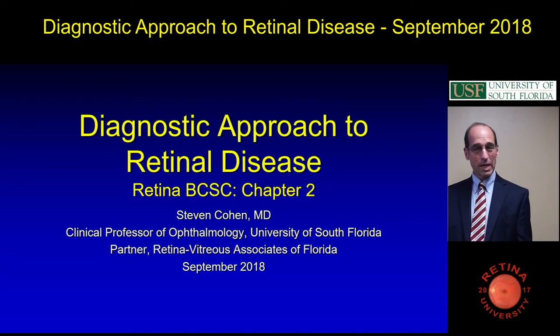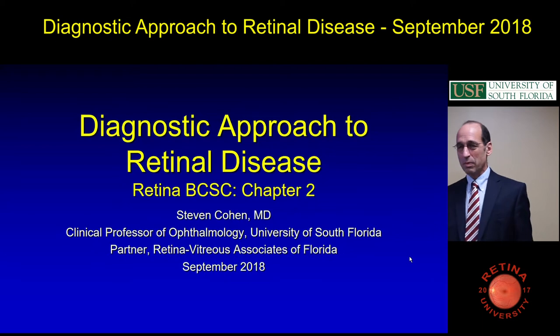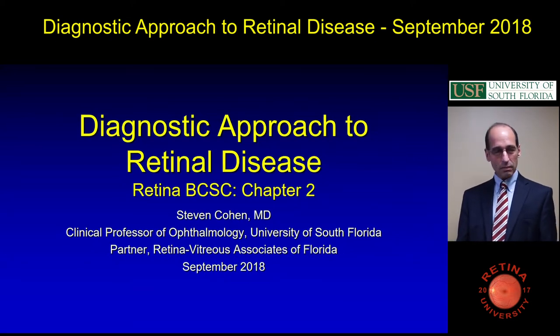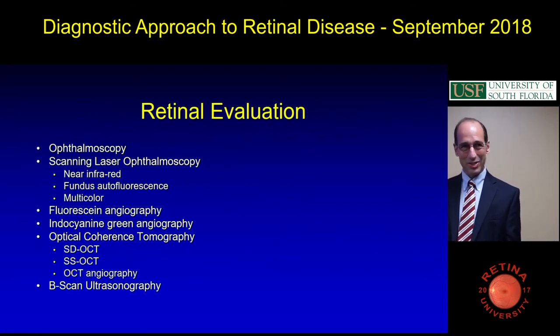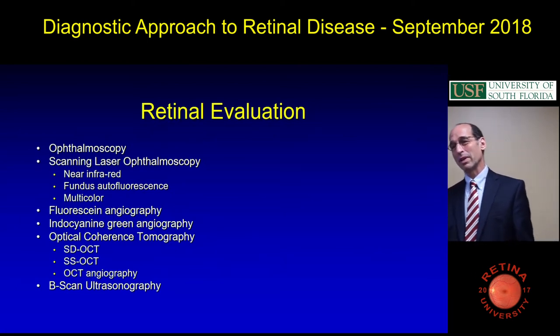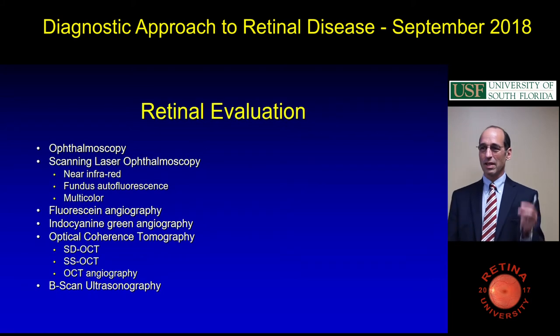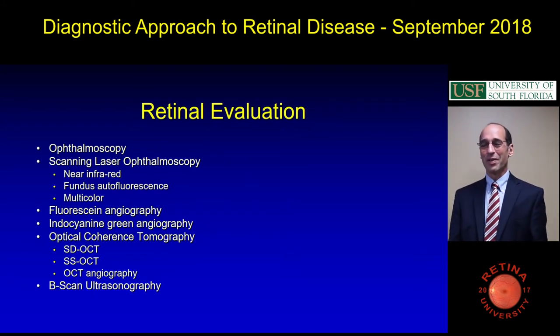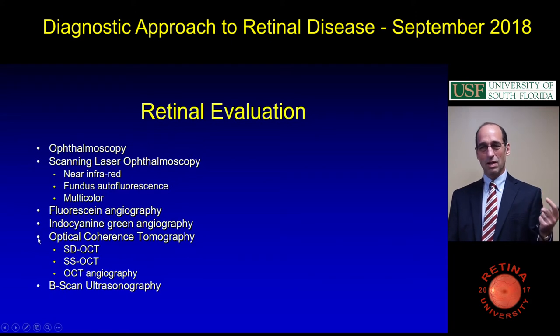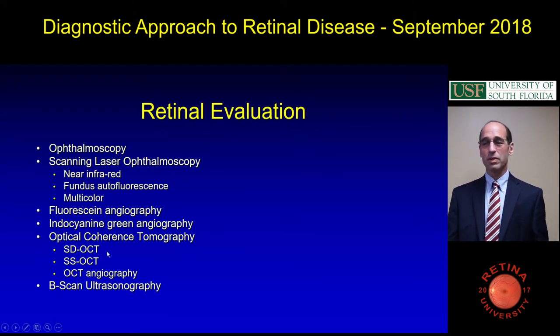So this is chapter two, basic diagnostic approach to retinal disease, which is good for the conference because this covers what we do. So these are the things we consider diagnostic. Ophthalmoscopy is diagnostic, which is interesting. It does have an actually separate billing code. I don't know how long that's going to last. And then we're going to cover this SLO testing, which is the imaging in the autofluorescence, multicolor, near infrared, fluorescein, ICG, OCT, and I'm going to try to cover the new stuff, which I'm going to do the best I can, and then B-scan, ultrasonography.